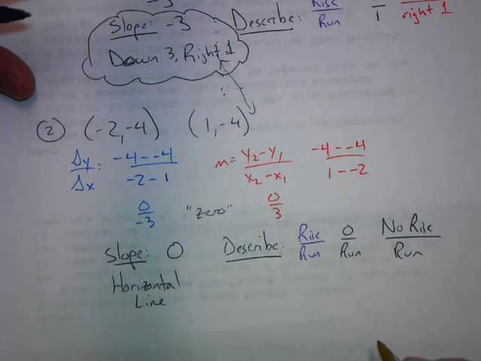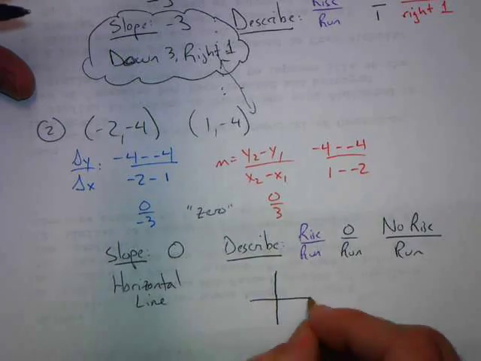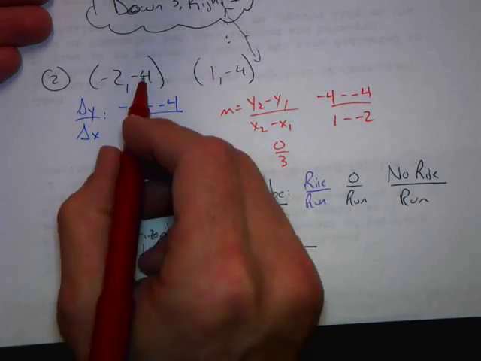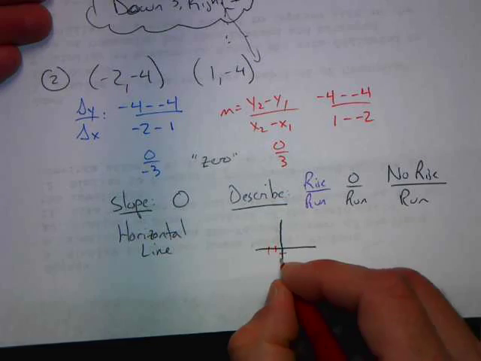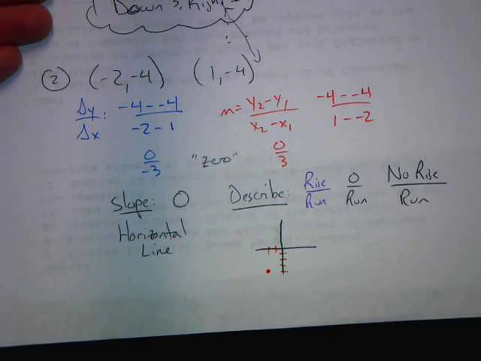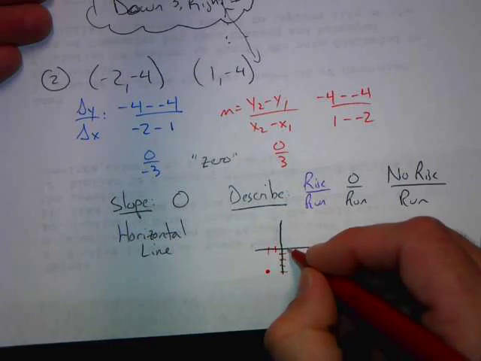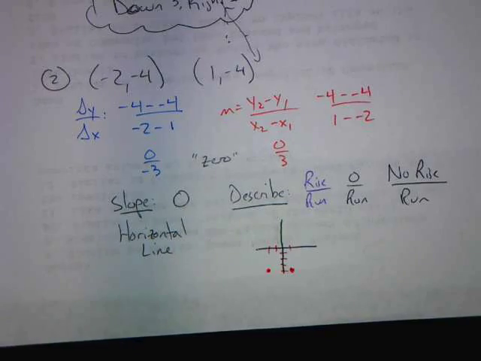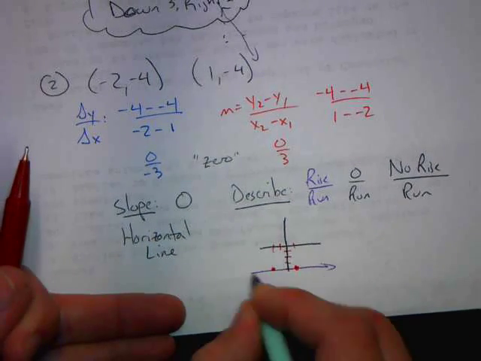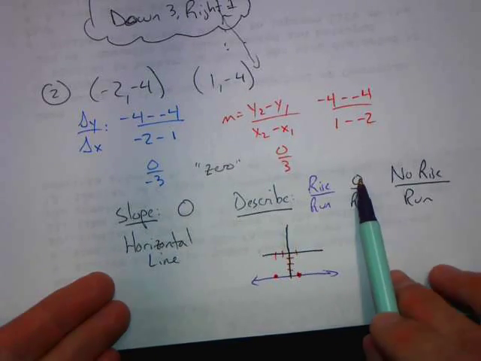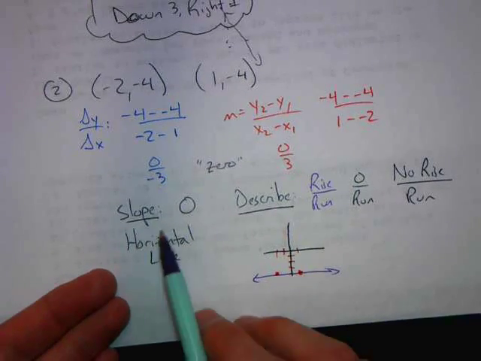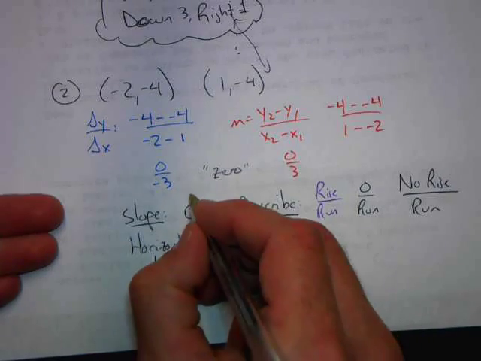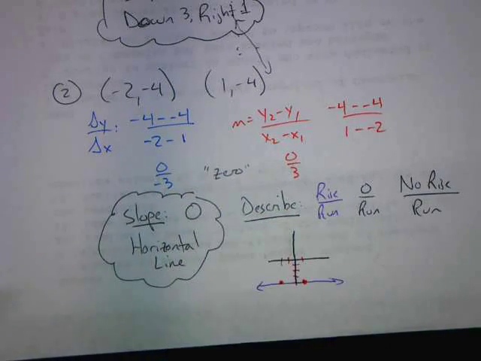Now, if you don't believe me, just by looking at it, we can graph our two ordered pairs. If we sketch a quick graph of the two ordered pairs that we have, -2, -4. Here's -2. Here's -4. There's a point there. 1, -4. Here's 1. Here's -4 here. There's another point there. Those 2 points would make a horizontal line. Okay, so either way, you can come up with, if there's no rise, there's only a run, it's going to be a horizontal line. So if the slope is 0, no rise, only a run, a horizontal line. And that's what that would look like.